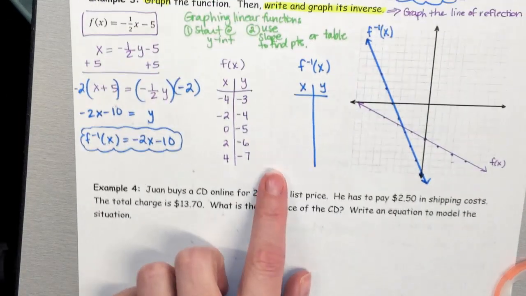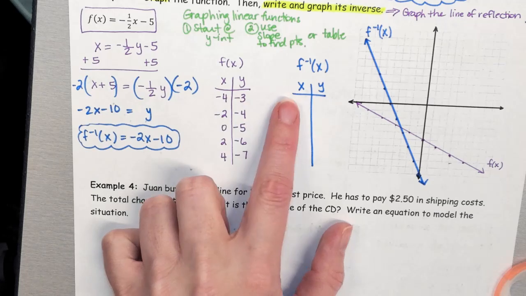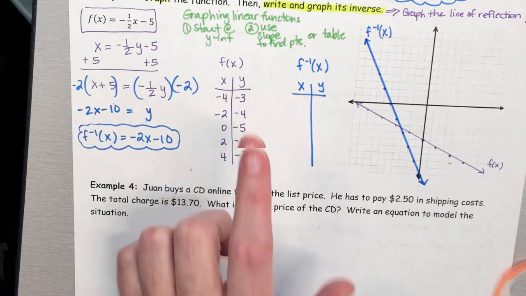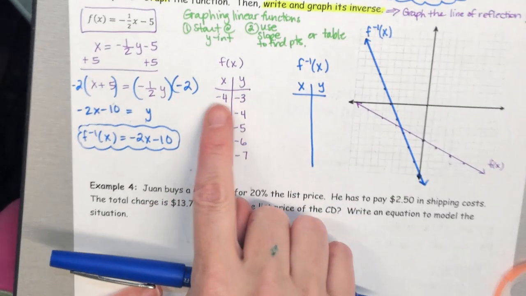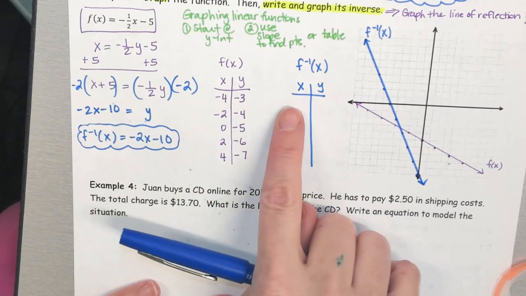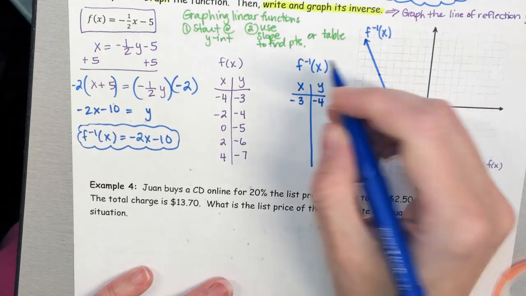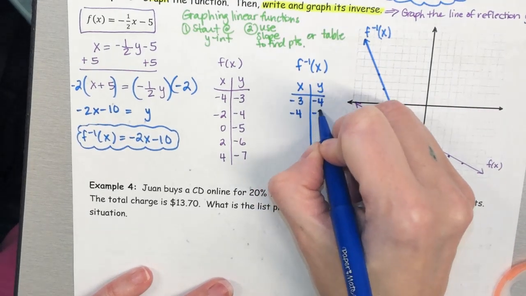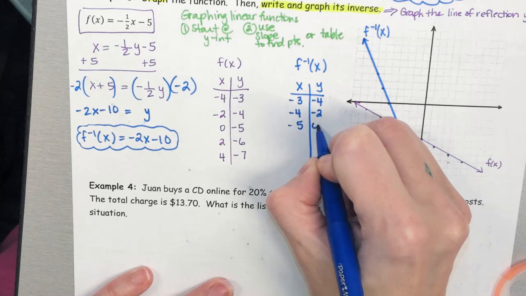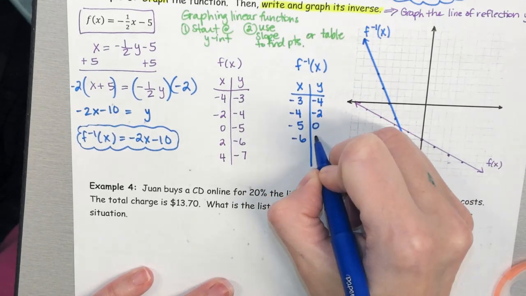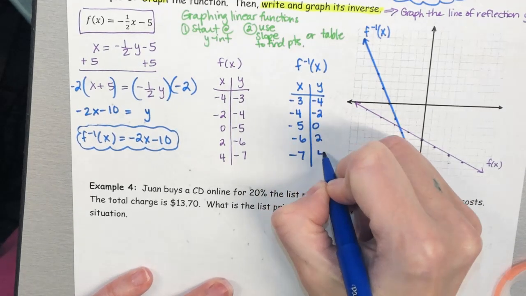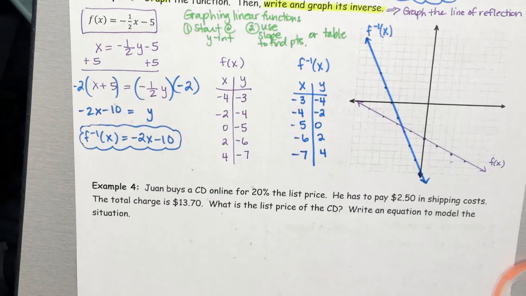Okay, and then when we're filling out the table, the relationship between these is the x and y are just going to switch. So for the table, this is -4, -3. My point over here is -3, -4. -4, -2. Okay, so like I said, we had some really nice y-intercepts.